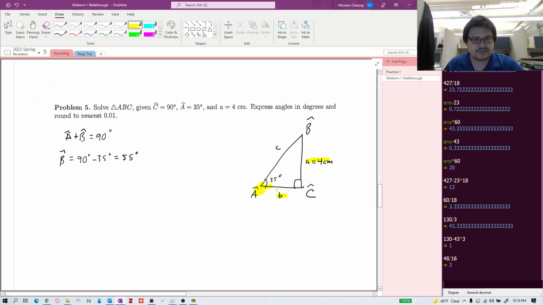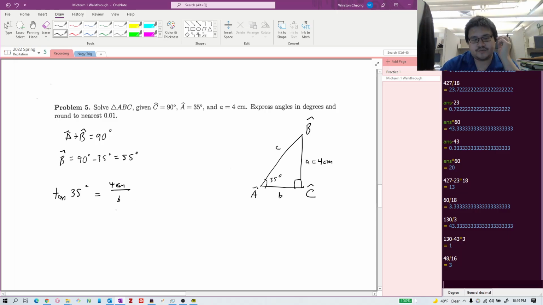Well, tangent is going to be the one that does this. So let me undo those highlights. Tangent is the function we want to consider, and now we need to write the full equation. Tangent of the angle, in this case 35 degrees, is going to be the opposite side, which we know is 4 centimeters, over the adjacent side, which is B.